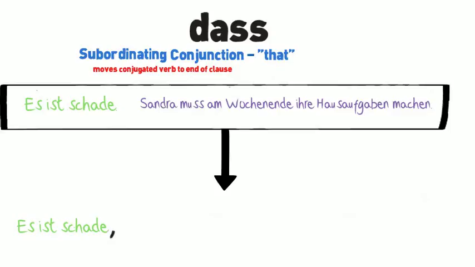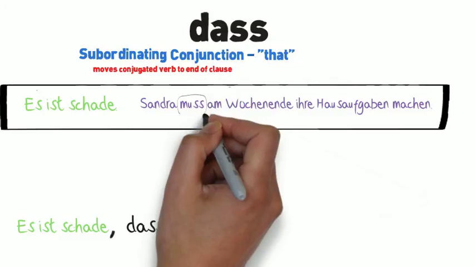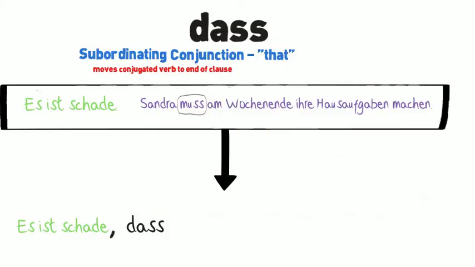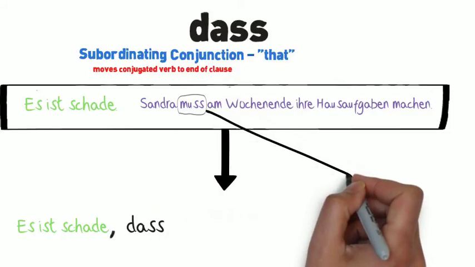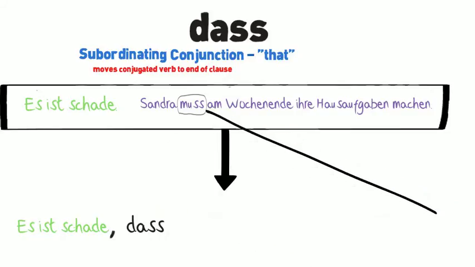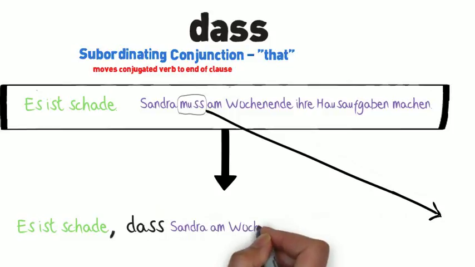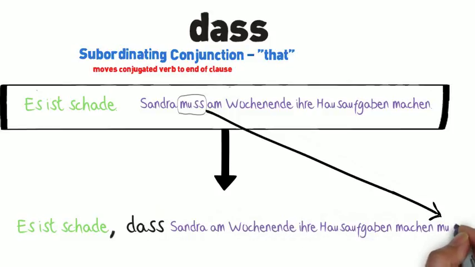Now we have to find the conjugated verb in the piece that we want to attach. Don't get fooled by the infinitive verb machen at the end. It's there because we're using the modal verb muss. That's our conjugated verb, so that's the one that will move to the end of the sentence after dass. Our finished product reads, Es ist schade, dass Sandra am Wochenende ihre Hausaufgaben machen muss.